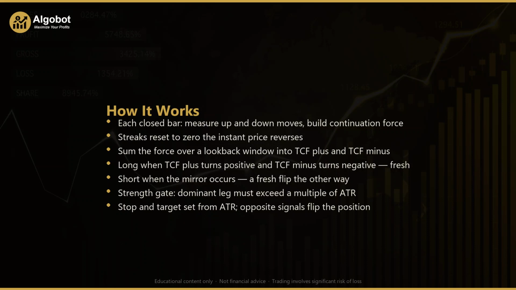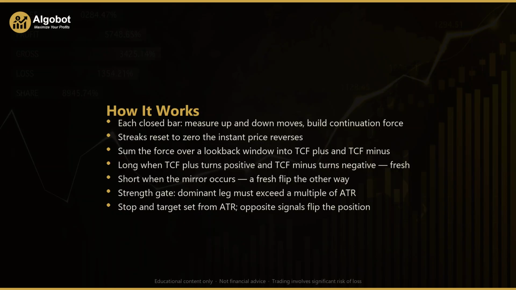The instant price ticks down, that up streak is reset to zero, and the downside begins to accumulate instead. A flat bar, where the close is unchanged, breaks continuation on both sides. This resetting behavior is what makes the indicator reward unbroken runs rather than choppy back and forth. Over a lookback window, whose length is set by the length parameter with a default of 12 bars, the strategy sums these components into the two legs. TCF+ is the total up force minus the accumulated down continuation. TCF- is the total down force minus the accumulated up continuation.